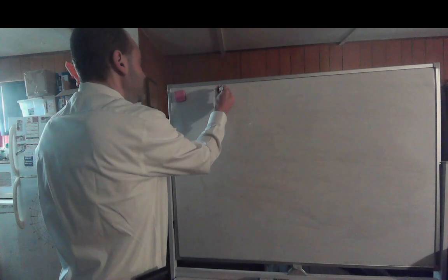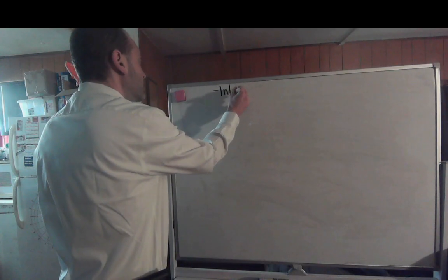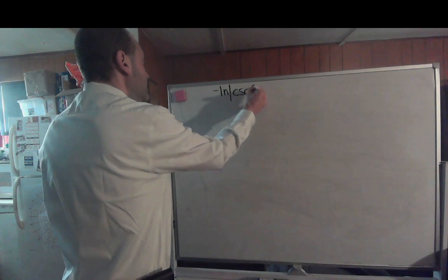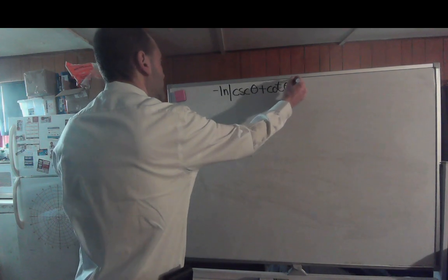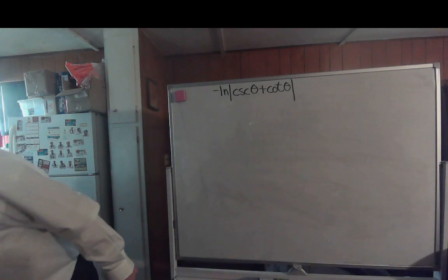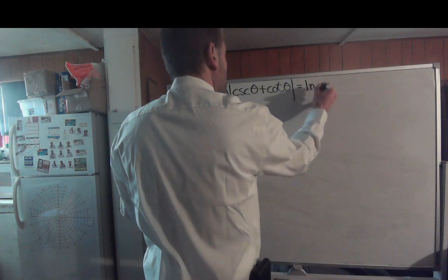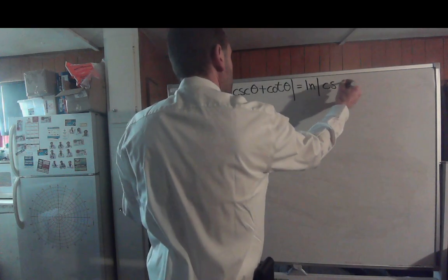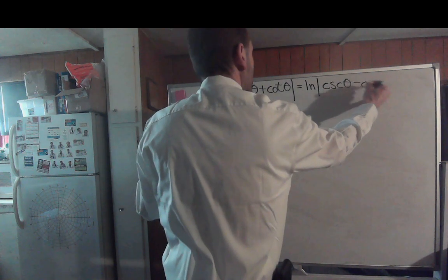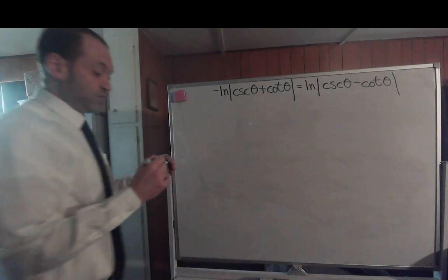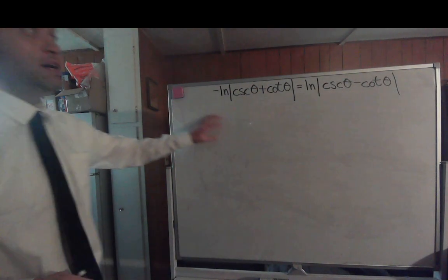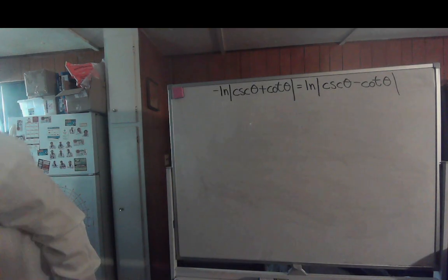Alright, so we have to verify that the negative of the natural log of the cosecant of theta plus the cotangent of theta equals the natural log of the cosecant of theta minus the cotangent of theta. This one actually comes up all the time in calculus, this one especially.